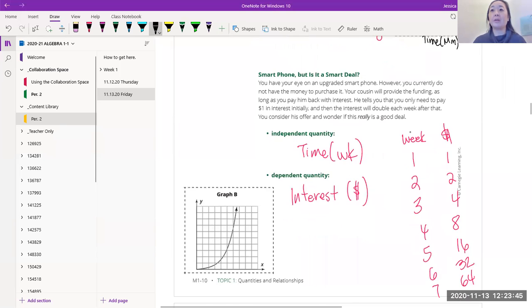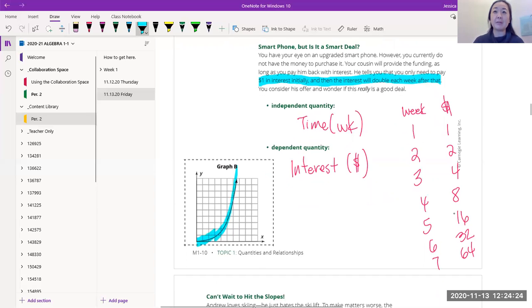All right, and then here we have the smartphone deal, a not so smart deal though, right? And if you remember, he's talking about initially it's $1 and then interest will double each week after that. So here's $1, then $2, then $4. Remember, we're doubling, and it's going all the way up. And do you see how, if you wait a whole year, how much money will you owe your cousin? Hopefully he has mercy on you, right? Because even after 7 weeks, because this was a little chart that we made, we would owe him $64 in interest, just in interest.